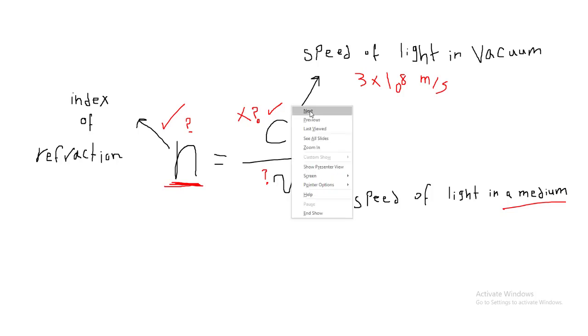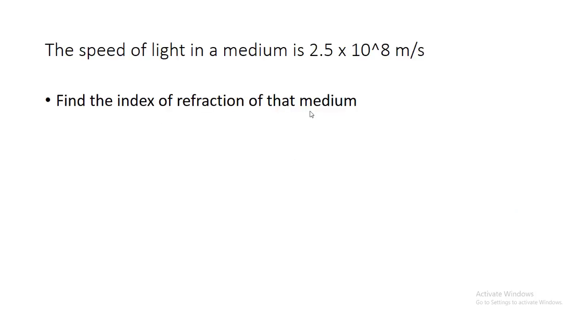So let's solve a couple of problems so that you get used to that equation. It says the speed of light in a medium. If it is in a medium, not in vacuum, we denote it as v, small v.